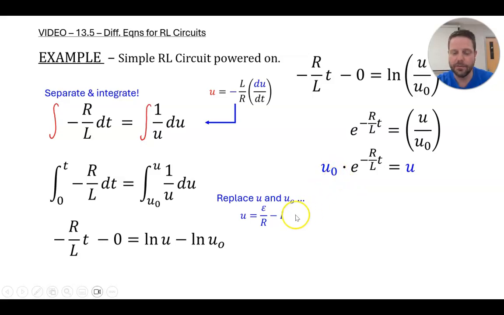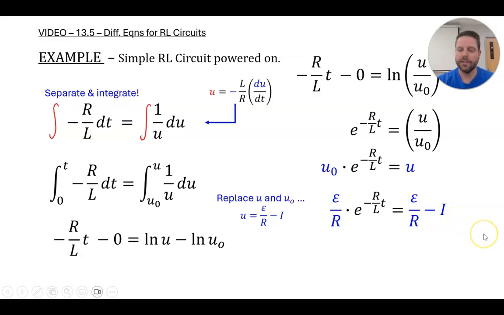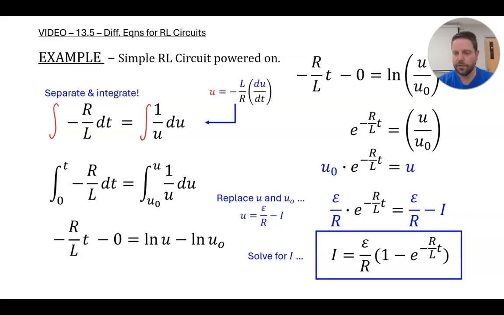u naught is at time 0 when there was no current through the inductor or through the circuit at all. And so then u naught would just be epsilon over R minus 0. So in substituting those in, we get this expression. Now we're pretty much done here, except we just have to solve this for I. And so once we solve this for I, we end up getting the exponential that we had expected in the previous two slides when we first were looking at this.